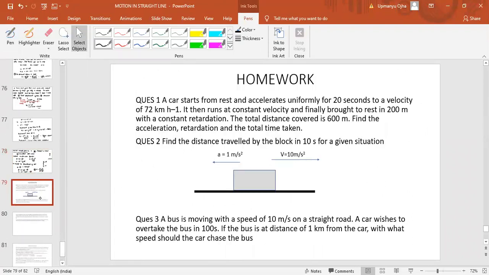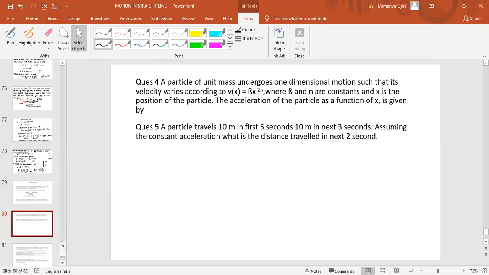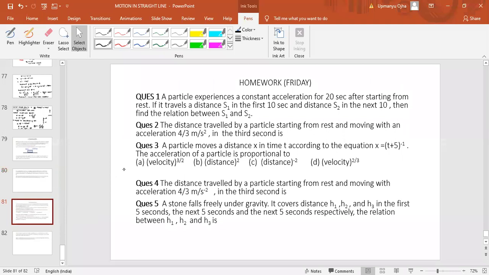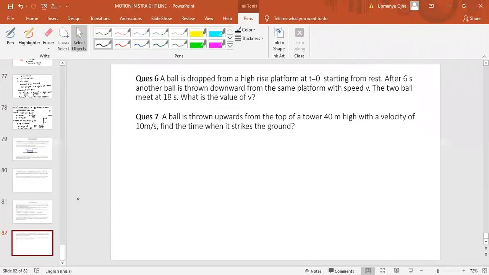So this is yesterday's homework. Kindly make a note of this. Displacement is equal to velocity into time in which condition? When there is no acceleration. This is today's homework, Friday. This will be sent to your Learnity portal. But I will show you the question now itself, and this question will be sent in your Learnity also.